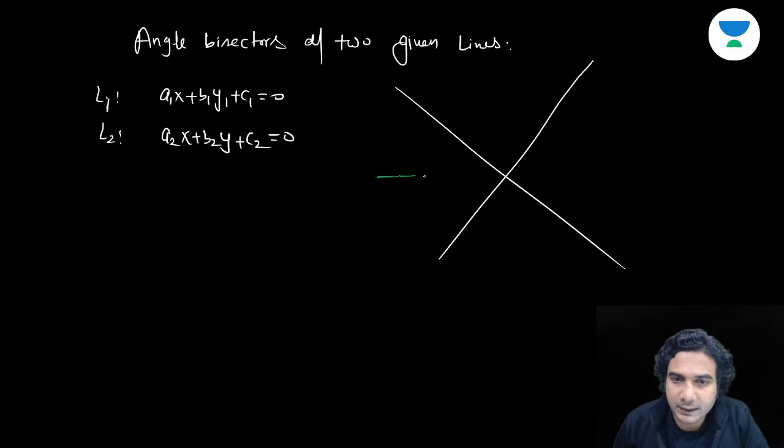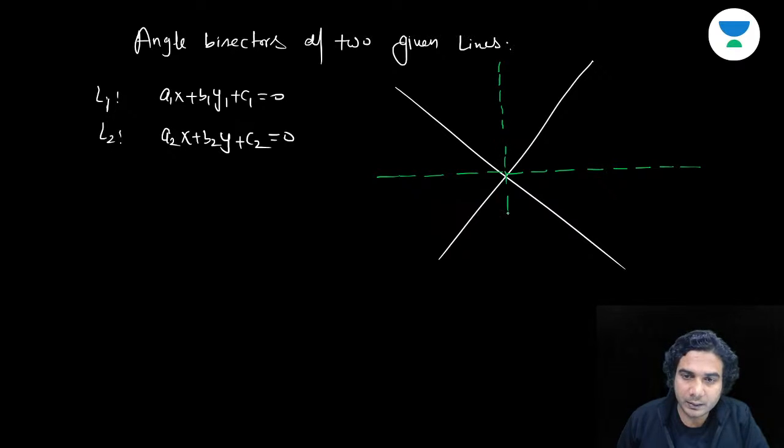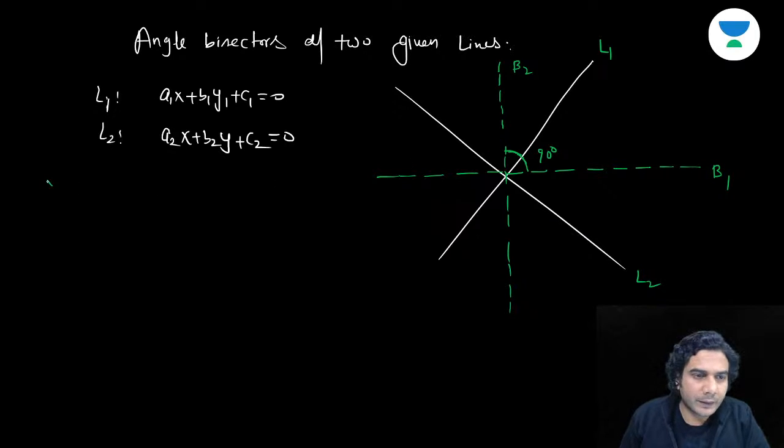So one of the angle bisectors is like this, and the other angle bisector will be like this. Angle bisectors are always mutually perpendicular. So these two bisectors which I have drawn with green color, this is line L1, this is line L2, this is bisector B1 and this is bisector B2. Between the bisectors is 90 degrees. So first point, bisectors are always mutually perpendicular to each other.